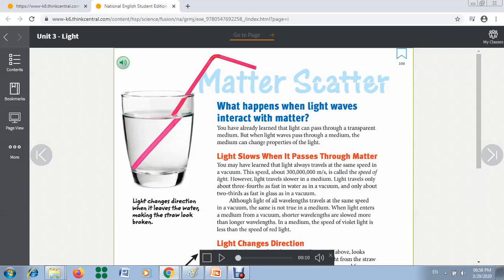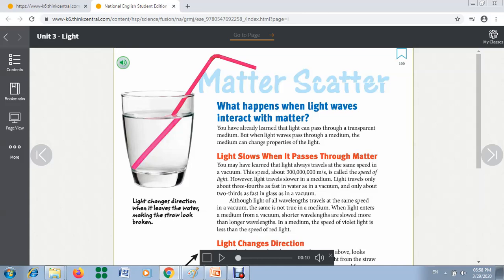Hello everyone. Today we're going to describe what happens to the speed of electromagnetic waves in media. Then we want to describe what happens to the direction of electromagnetic waves in media.